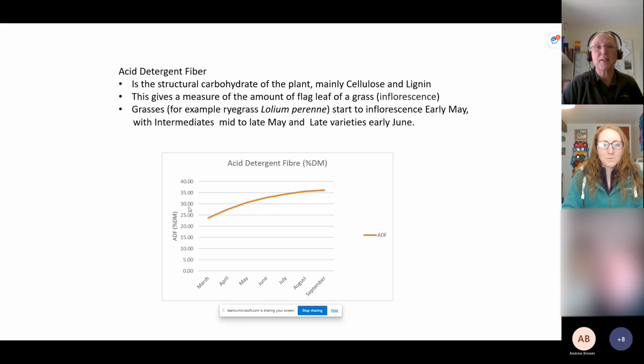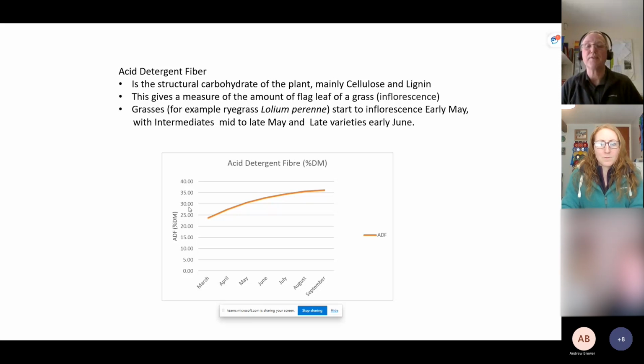So just to say, my experience with grasses and ryegrass, Lolium perenne, is that inflorescence, the way they define it according to varieties, comes in early May. You'll see inflorescence with an early variety. Intermediates tend to be between mid-May and late May, so from my thinking about the 20th of May through to the end of May. That's when you'll see the intermediates starting to flag leaf, emergent as we call it. And then the late varieties start from early June, or the very last day in May, through to about the 16th of June.